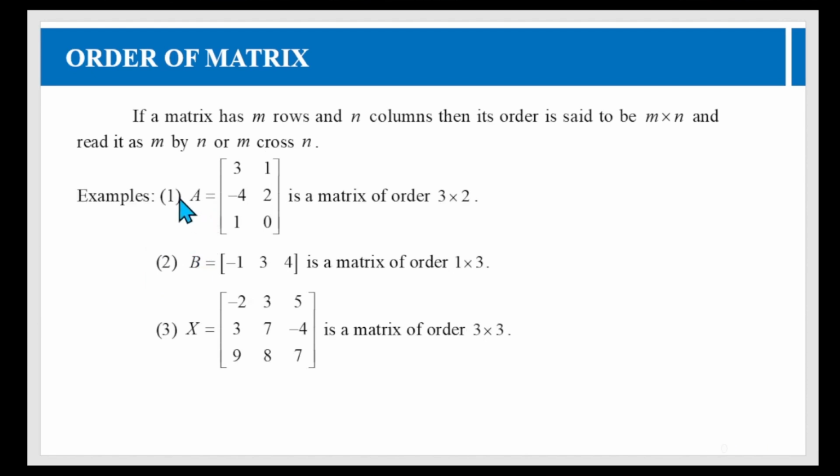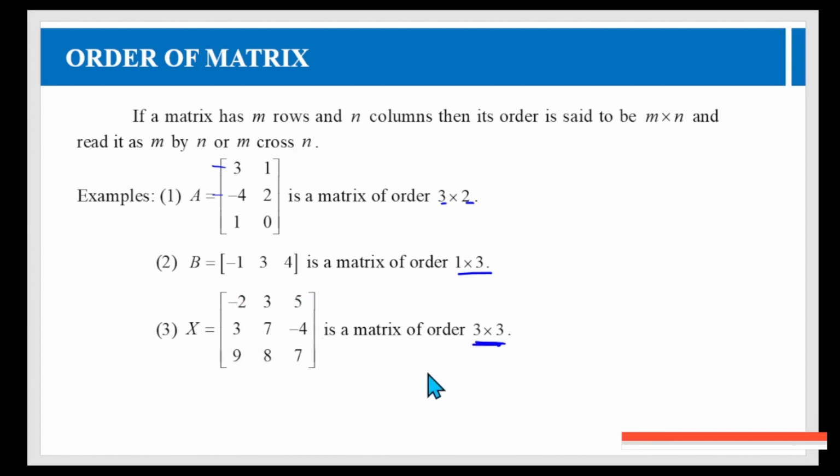Examples. First example, matrix A equal to 3, 1, minus 4, 2, 1, 0. First you have to count rows: 1 row, 2, 3 rows. Therefore 3 rows, 2 columns. 3 cross 2. Second example, B equal to only 1 row, 3 columns. Therefore 1 cross 3. Third example, X equal to 3 rows, 3 columns.